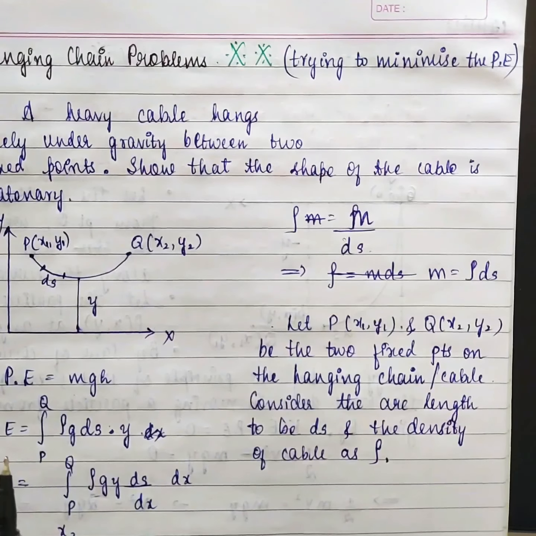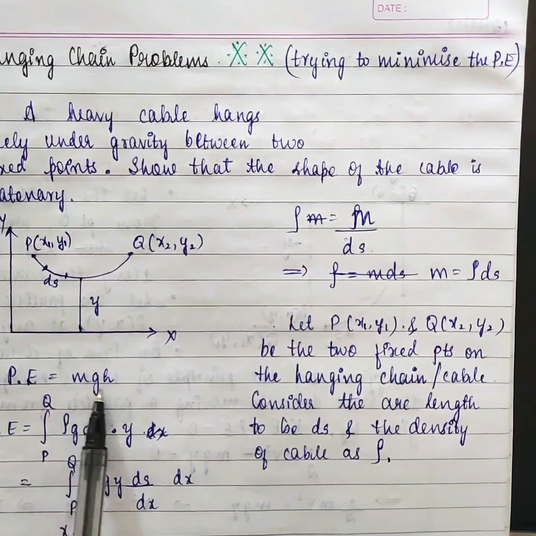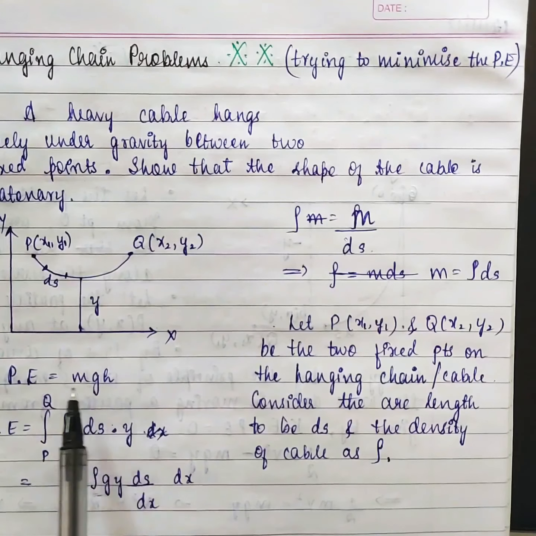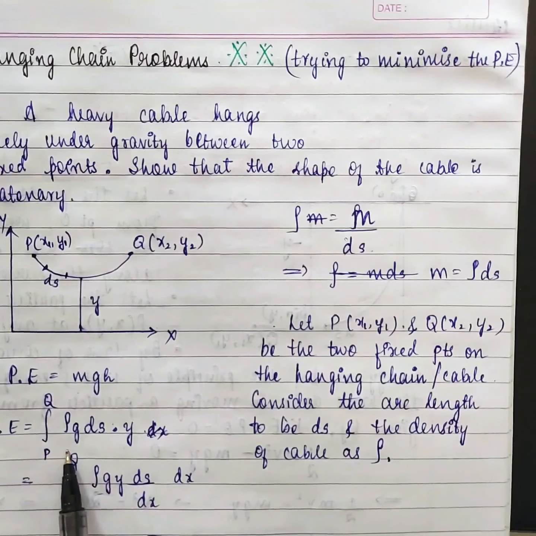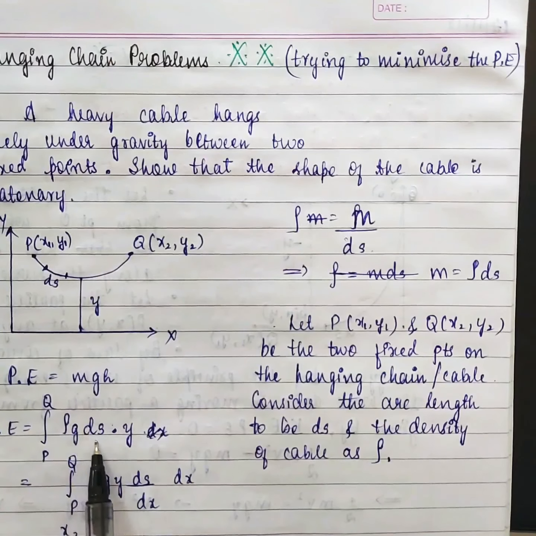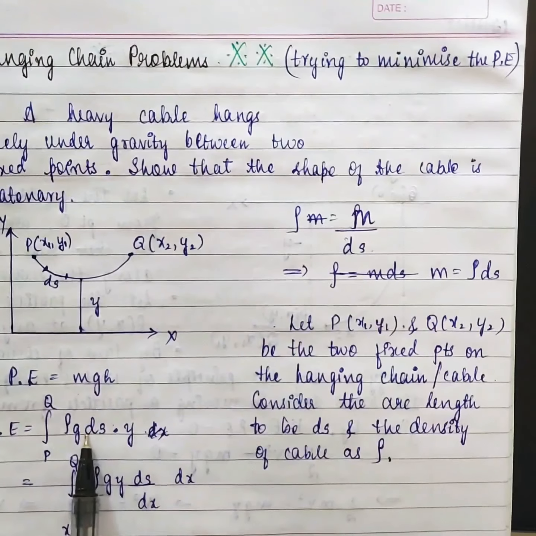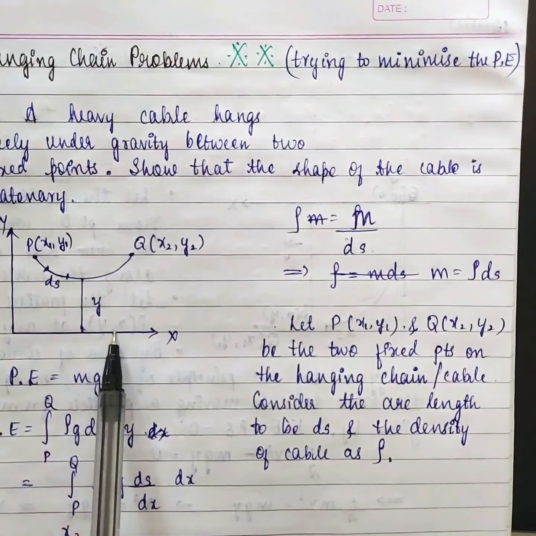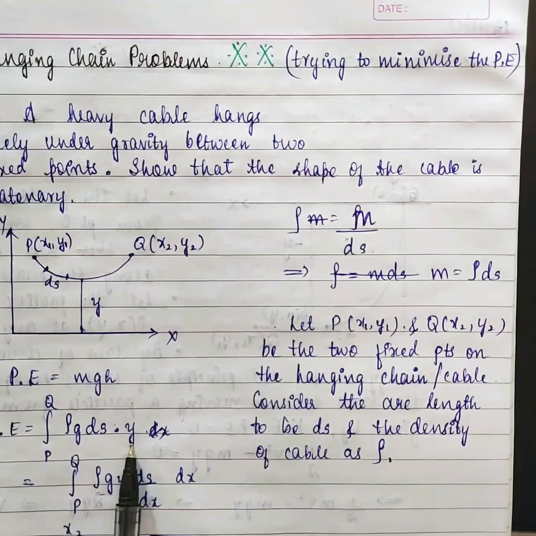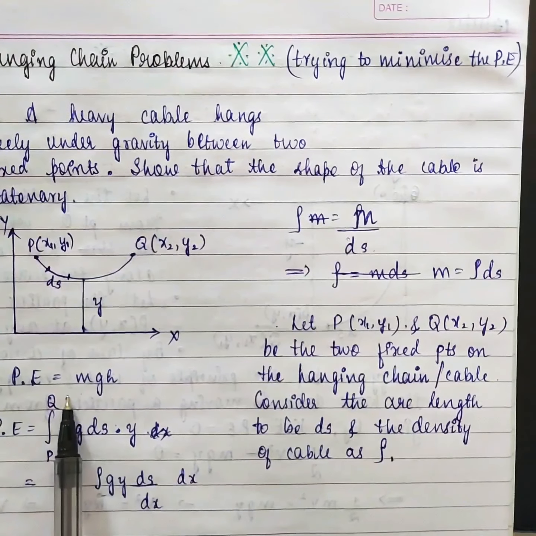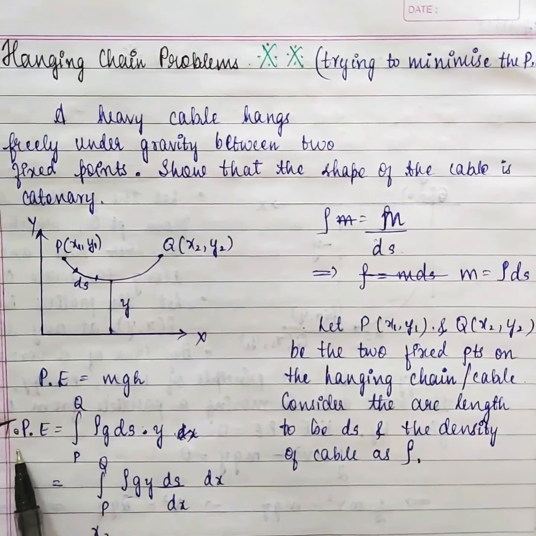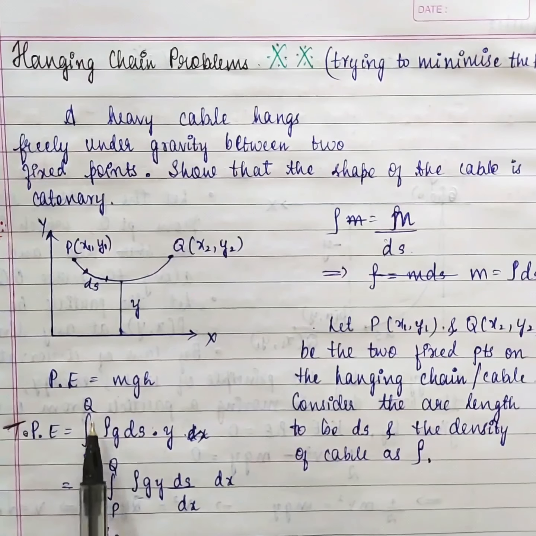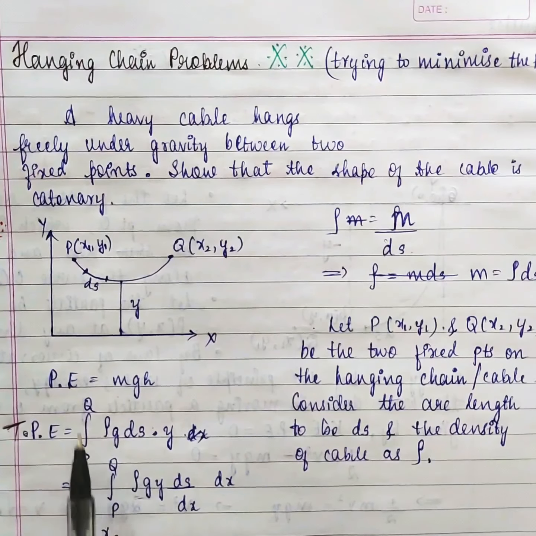And then the potential energy, what is the formula? M into G into H. Correct? So in the place of M, I have rho into ds. G I am writing as it is. And H is nothing but the height, which is y. So this is the formula for potential energy. So when I say total potential energy, it is nothing but the integral from P to Q of rho ds into G into y.